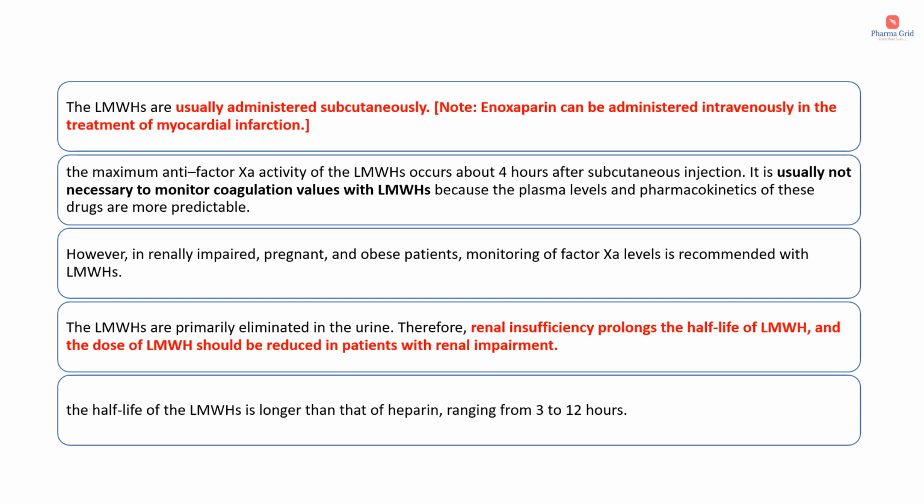The low molecular weight heparins are primarily eliminated in the urine. Therefore, renal insufficiency or renal impairment prolongs the half-life of low molecular weight heparins, and the dose should be reduced in patients with renal impairment. The half-life of low molecular weight heparins is longer than that of heparin, ranging from 3 to 12 hours.